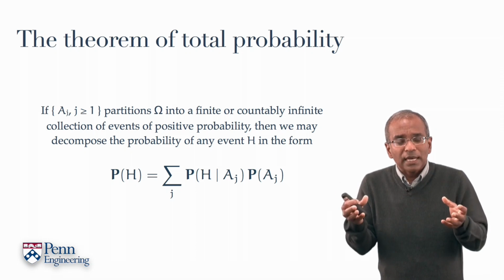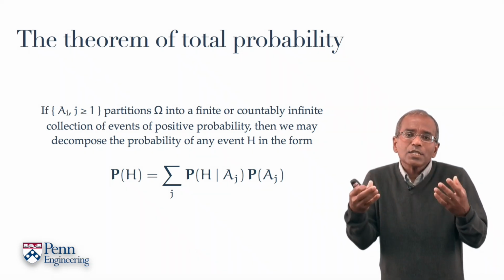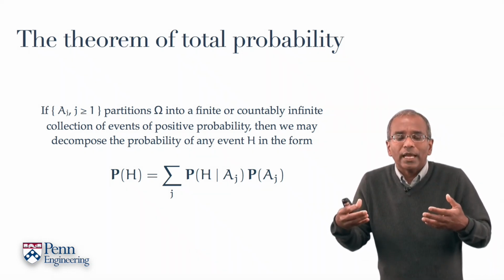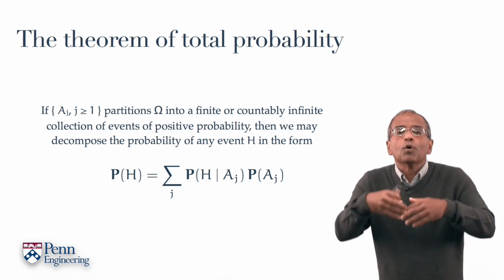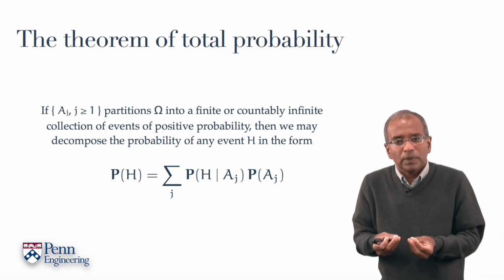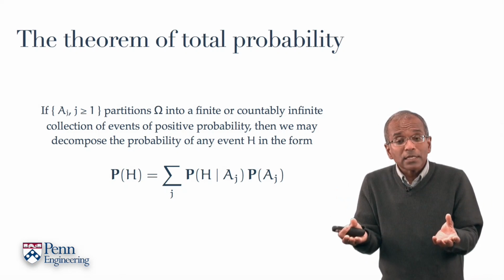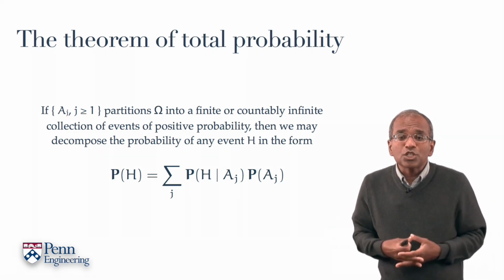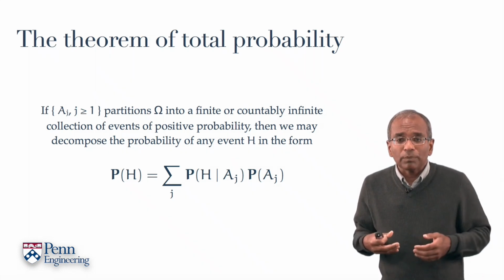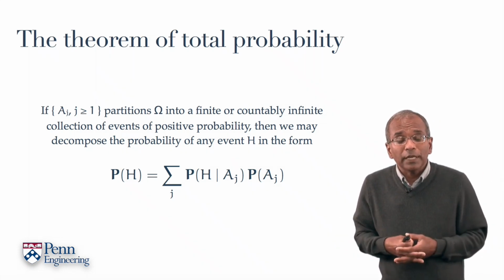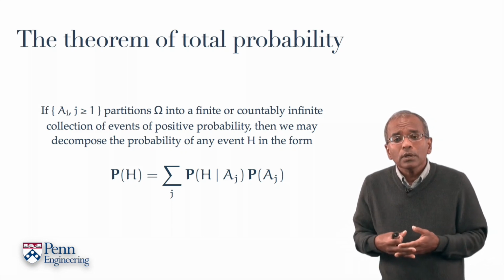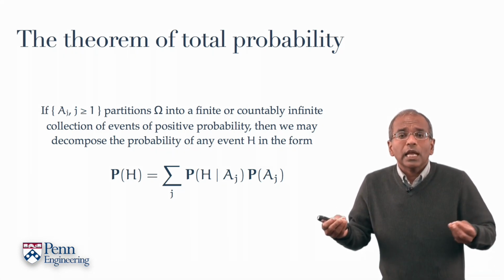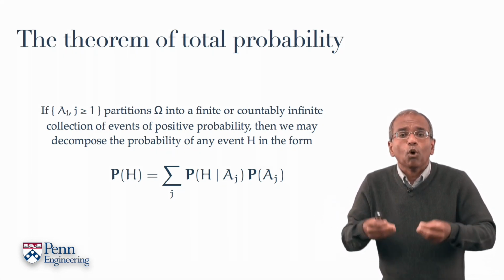The summation sign there just says that we add over all indices j as Aj ranges over all the events in the partition. This collection could be finite, could be countably infinite. Typically, we'll start the index j at 1, 2, 3 and proceed from there. Occasionally, it'll be convenient to start the count at 0, and still more occasionally, it'll be convenient to let j run through all the integers.